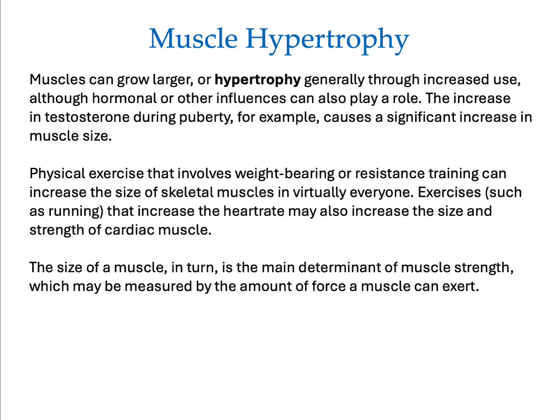Muscle hypertrophy. Muscles can grow larger, or hypertrophy, generally through increased use, although hormonal or other influences can also play a role. The increase in testosterone during puberty can cause significant increase in muscle size. Physical exercise that involves weight-bearing or resistance training can increase the size of skeletal muscles in virtually everyone. Exercises such as running that increase the heart rate may also increase the size and strength of the cardiac muscle. The size of a muscle, in turn, is the main determinant of muscle strength, which may be measured by the amount of force a muscle can exert.